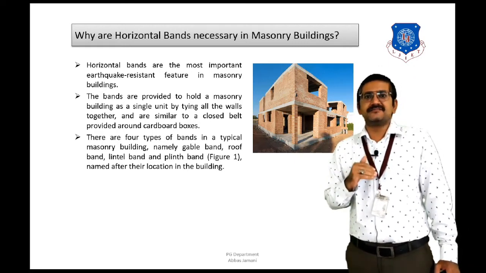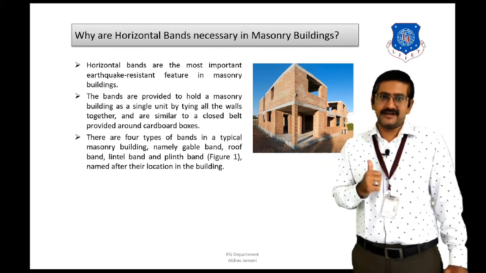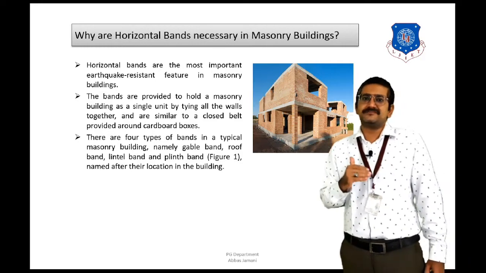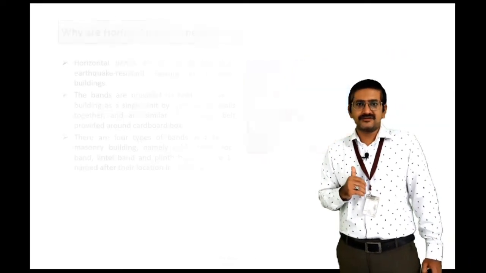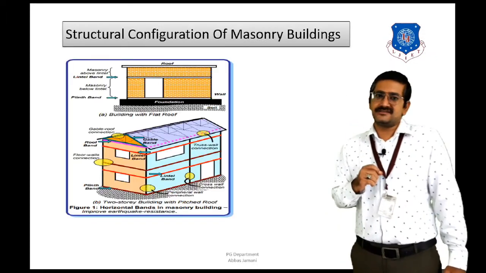First is known as the plinth band, second is known as lintel band, third is known as roof band, and then there is gable. Right? Now depending upon the location, these bands are named differently. Right? So we try to understand these 4 bands by means of a sketch.